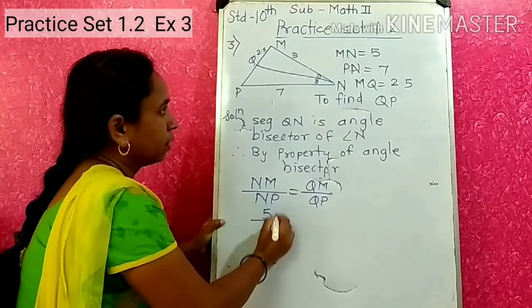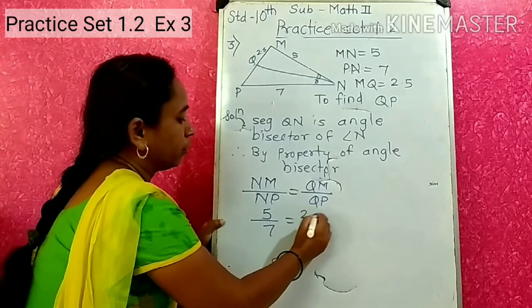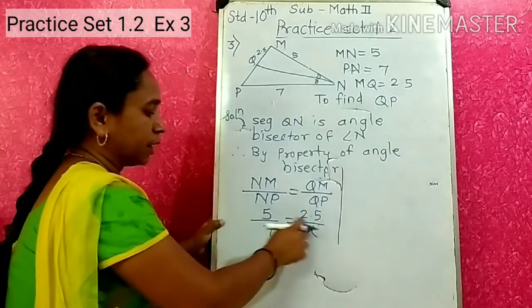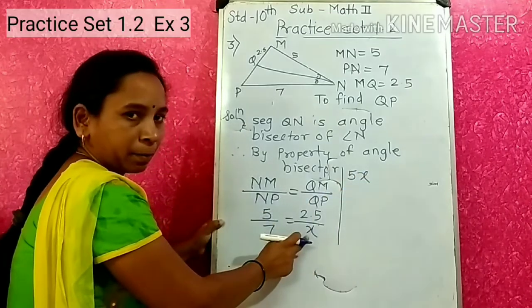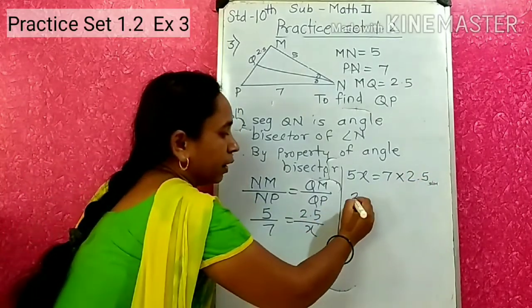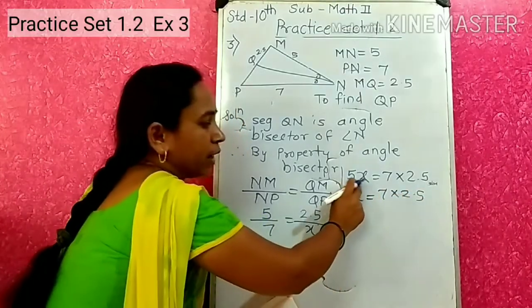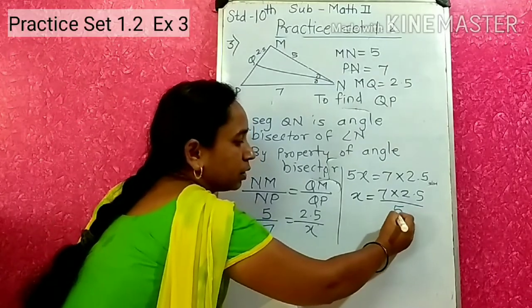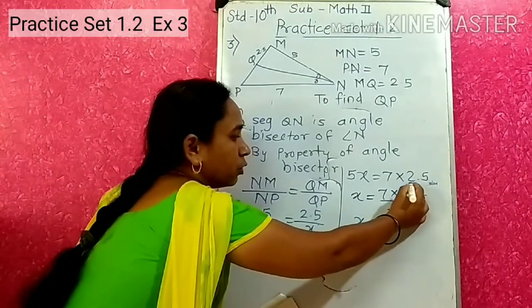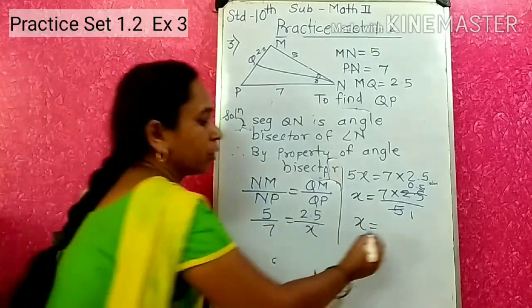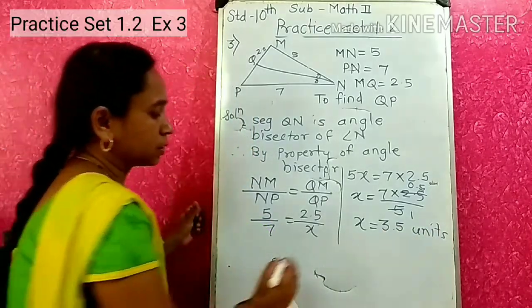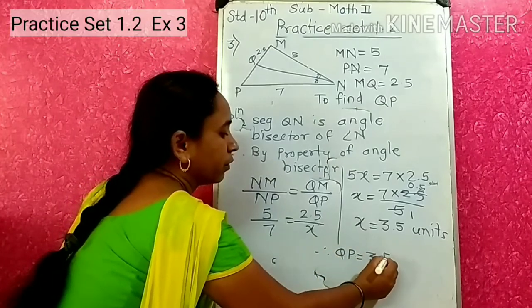MN is given 5, NP is 7, is equal to QM is 2.5 upon QP. QP is unknown, we have to find it out, it is x. If you do the cross multiplication, you will get 5 multiplied by x is equal to 7 multiplied by 2.5. X is equal to 7 multiplied by 2.5 divided by 5. So 2.5 divided by 5, 0.5 will come, and 7 multiplied by 0.5, the answer will come 3.5 units. Therefore, QP is equal to 3.5 units.